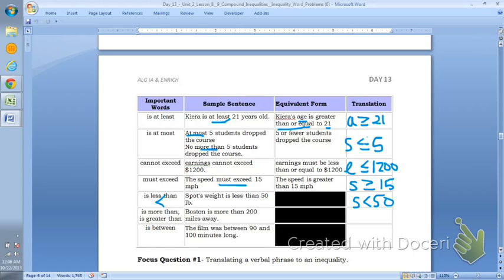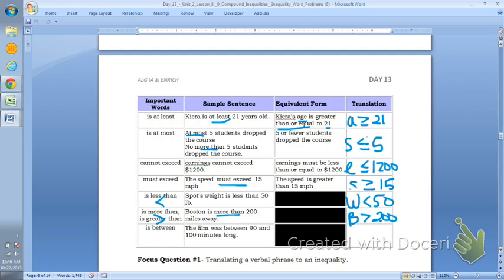You may have used a different variable than S for Spot because what you're actually talking about is the weight. So the weight is less than 50. W is less than 50. And the next example is more than, or is greater than. Boston is more than 200 miles away. So B is greater than 200.